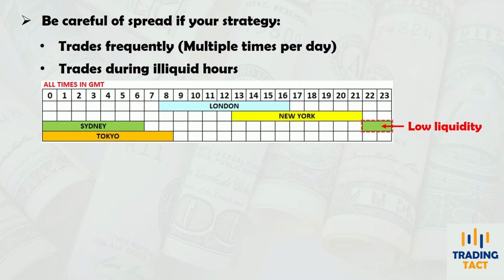It trades during illiquid hours. This usually refers to the Asian session that immediately follows the New York close. Spreads tend to widen drastically because of thin liquidities in this window.